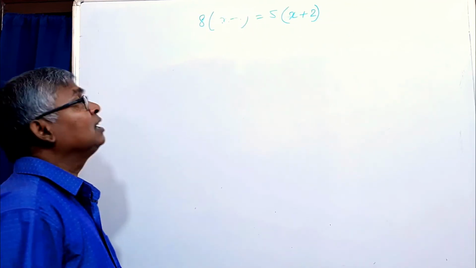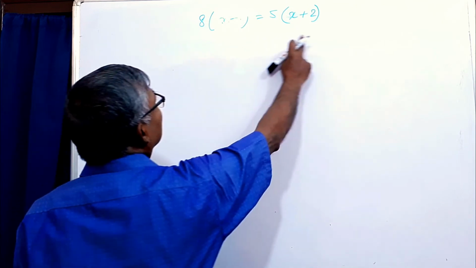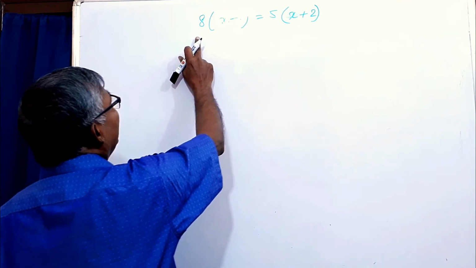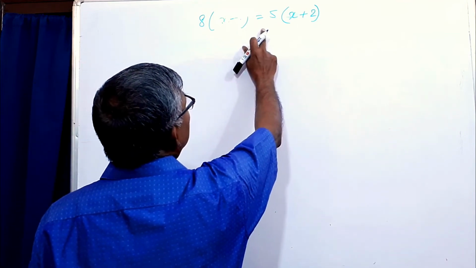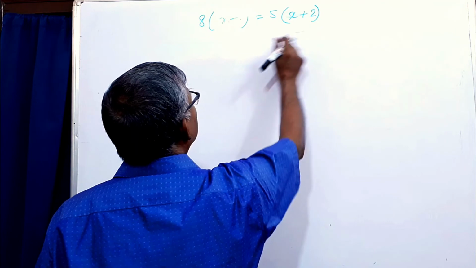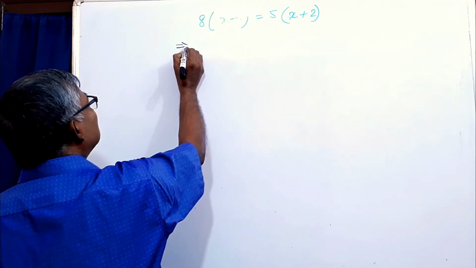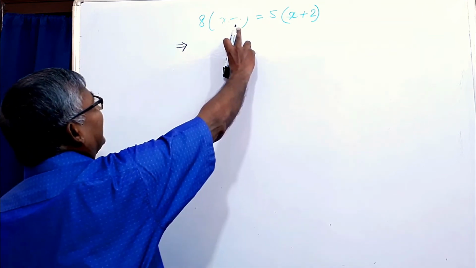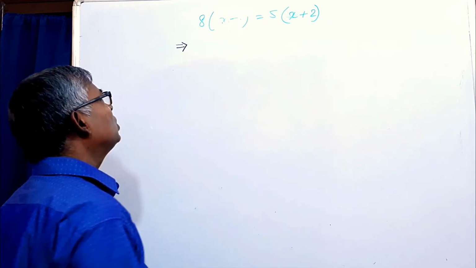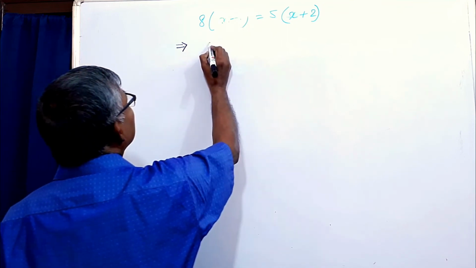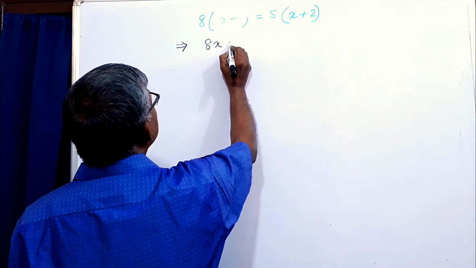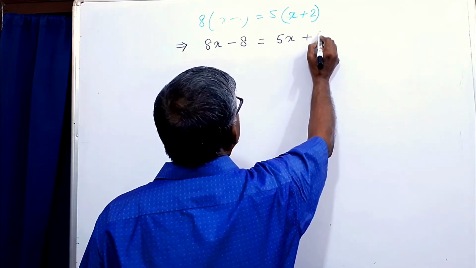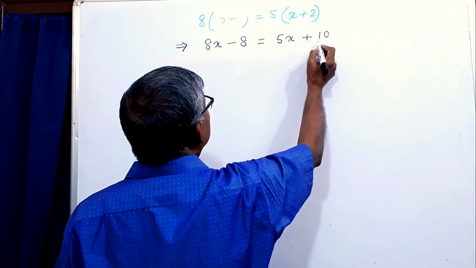Let us solve a simple equation. Suppose the equation is 8 into x minus 1 equals 5 into x plus 2. Let us follow the steps. First, you have to remove the brackets. So, what will we get? Here is 8x minus 8 equals 5x plus 10. 2 into 5 means 10.